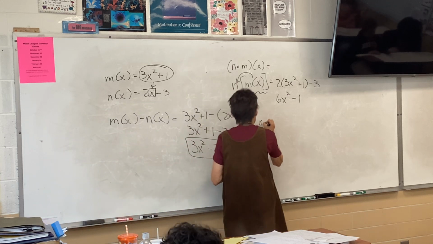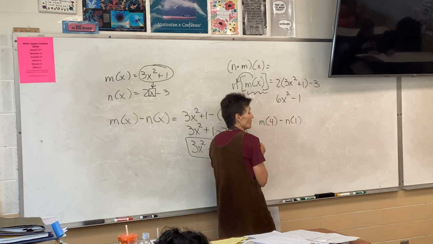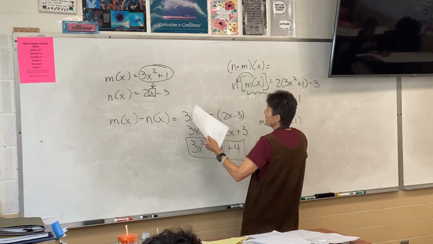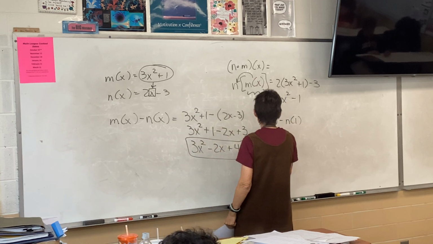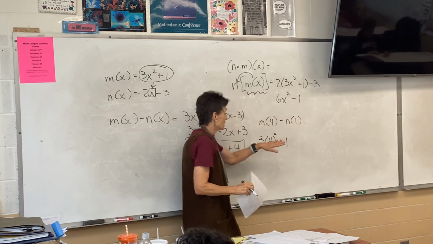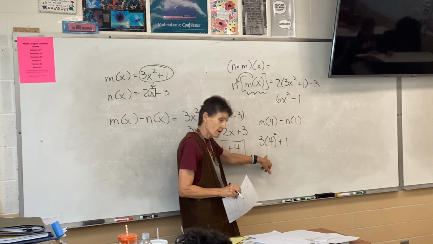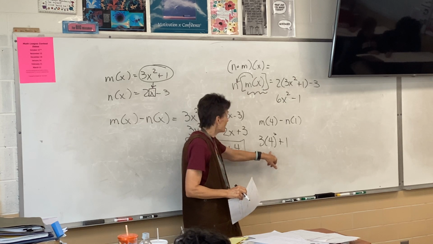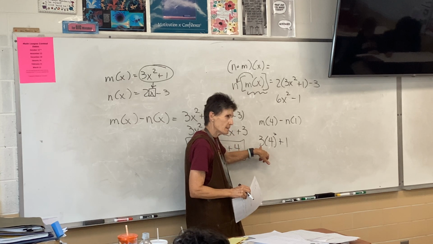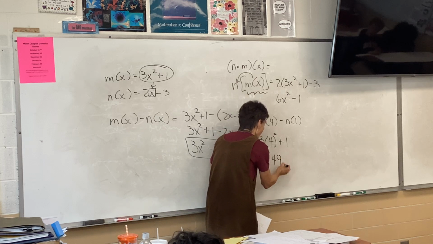Okay, m of 4 minus n of 1. What does that mean? Plugging 4 into the X. Plug 4 into m. Please be careful when you do this. Do I times by 3 or square first? Square first. So this is going to be 16 times 3, which is 48 plus 1, 49.